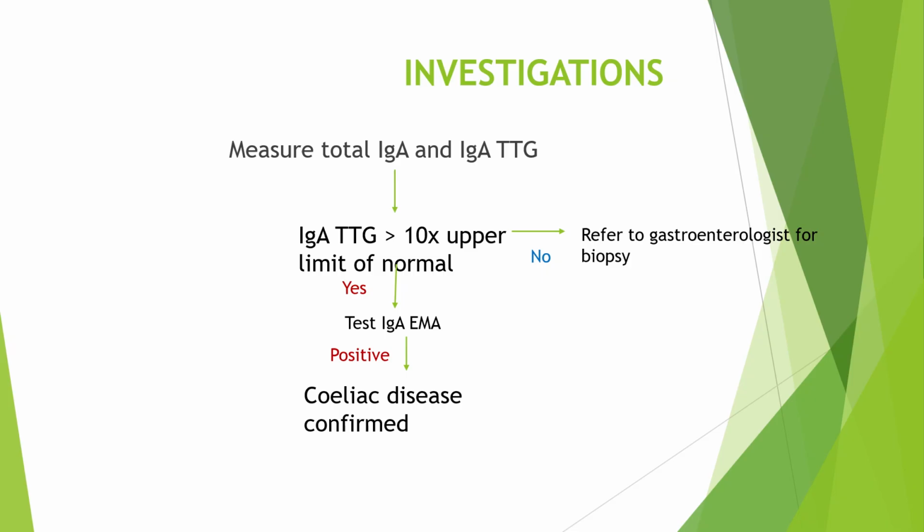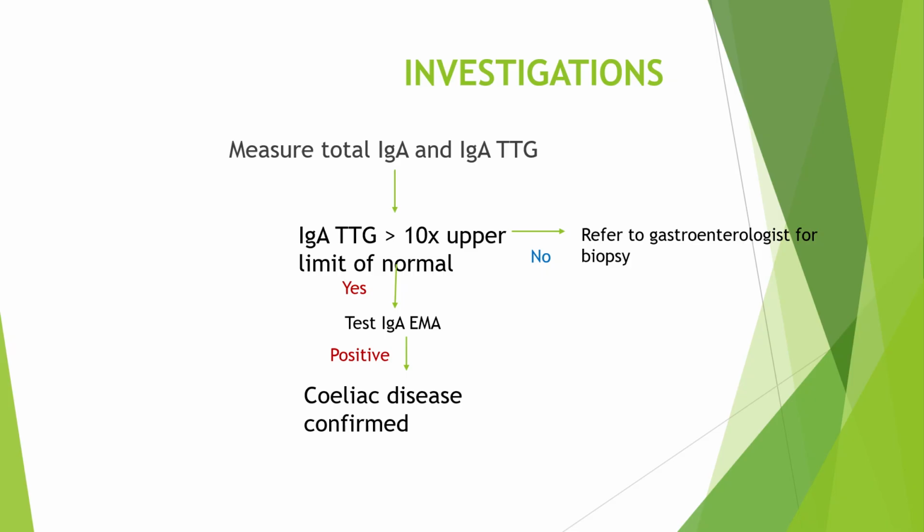So when you suspect a patient with celiac disease, what investigation will you do? First of all, you have to do total IgA, total immunoglobulin A, and then IgA TTG, tissue transglutaminase. If IgA TTG is more than 10 times the upper limit of the normal value, you have to send IgA EMA, IgA endomysial antibody. If that is also positive, celiac disease is confirmed.